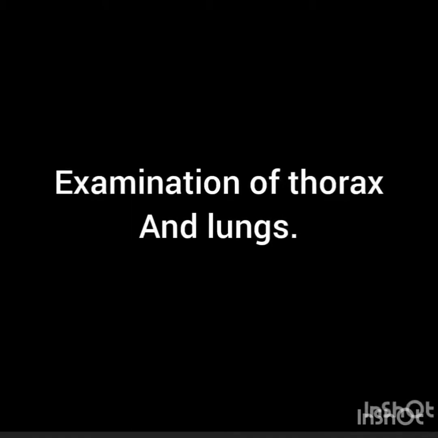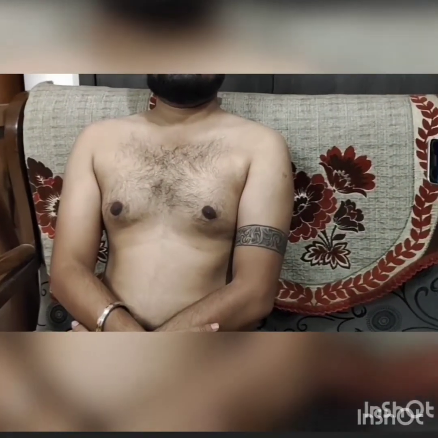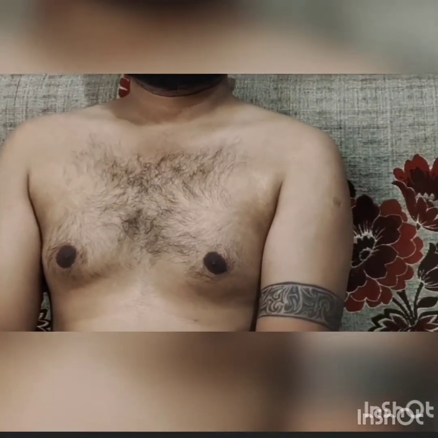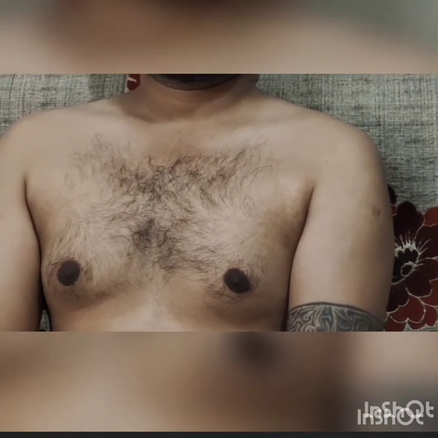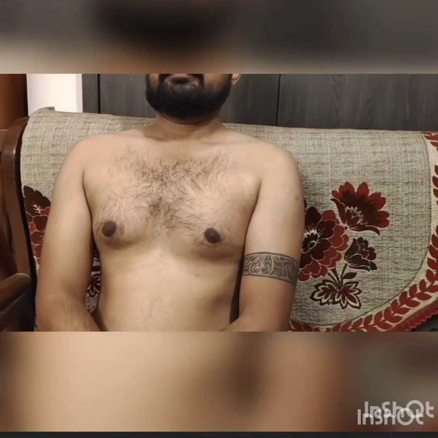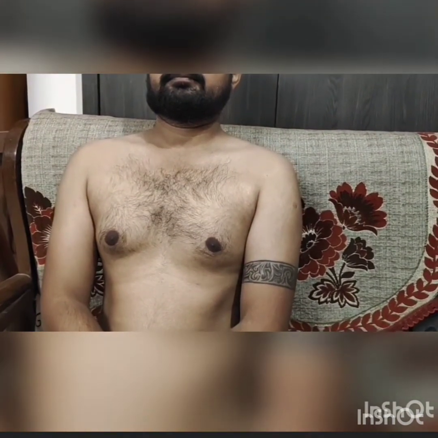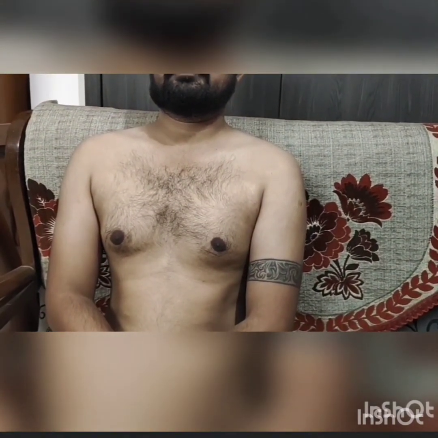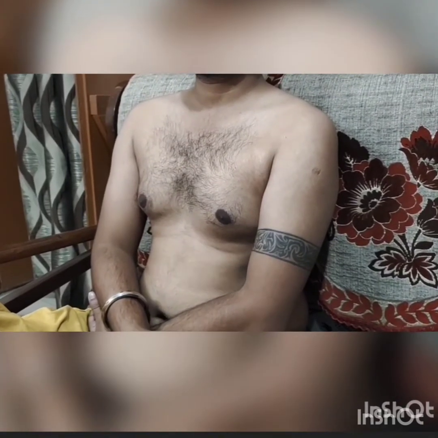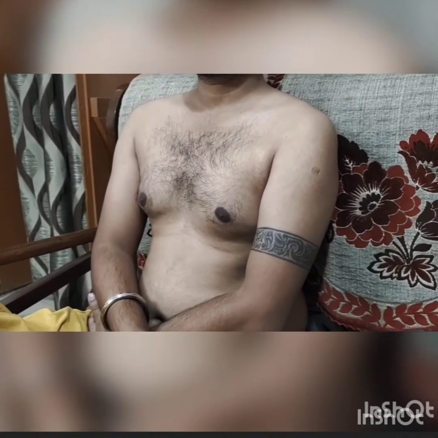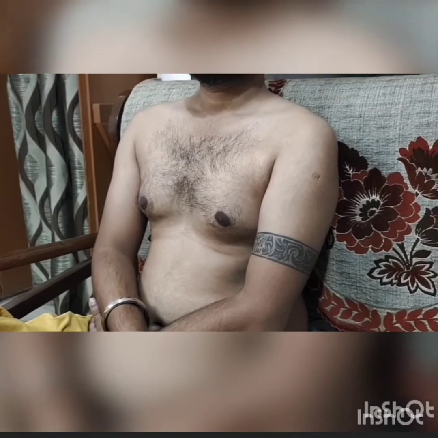Examination of thorax and lungs. We'll begin the examination of the chest by noting the shape of the chest, symmetry, any kinds of bony deformities. We'll observe the rate, rhythm, depth of breathing and listen to any audible sounds of breathing that may indicate respiratory distress. Now listen and count the number of breaths per minute.